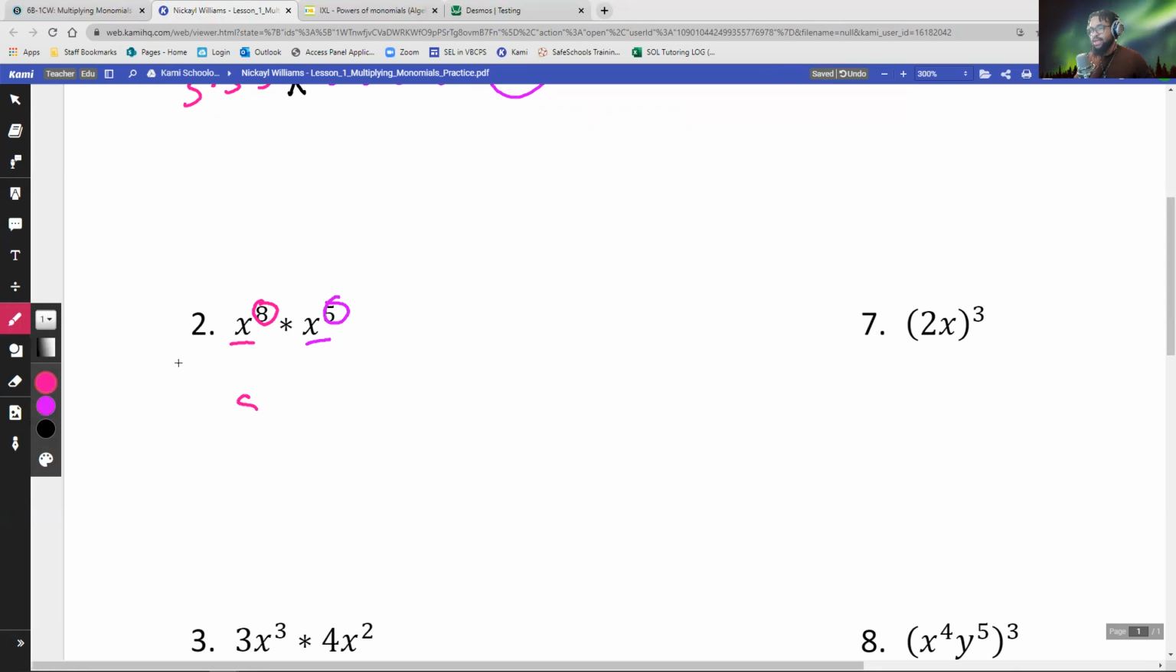We end up doing 8 plus 5, and that gives us 8, 9, 10, 11, 12, 13. And then we take that 13 and we put that as our new exponent. And so we end up with x to the 13th, because x is still the base of both of these. I just didn't write it out. x to the 8th times x to the 5th, we add those exponents and we end up with x to the 13th.